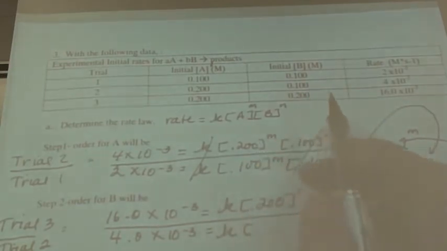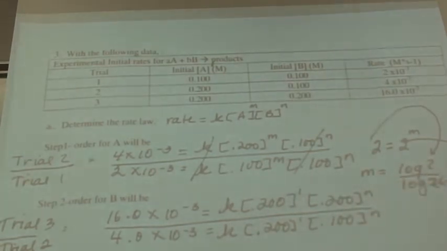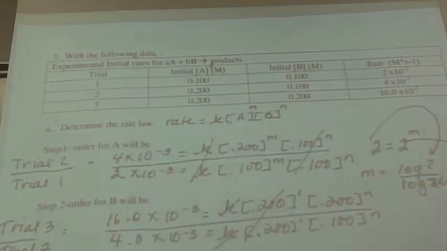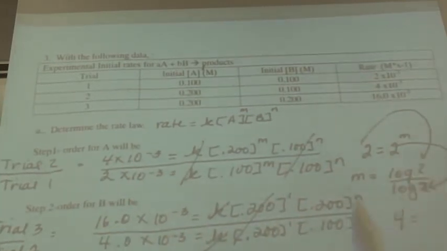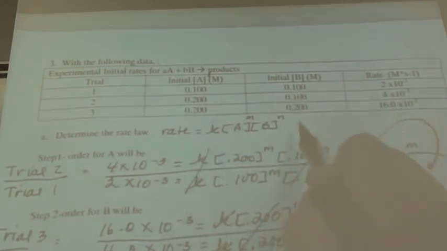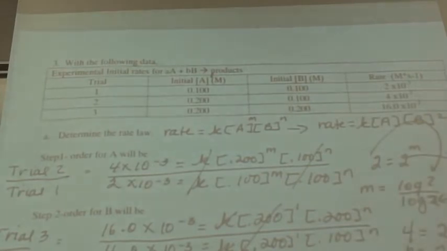And A this time is still 0.2, and B is 0.1. So this time the K again drops out, but so does the value for A. 16 times 10 to the negative third divided by 4 times 10 to the negative third is equal to 4. A, 0.2 divided by 0.1, is still 2. So 2 raised to what power equals 4? N equals 2. So our rate law is specifically rate is equal to K times A to the first, B to the second. Overall, it is 3.